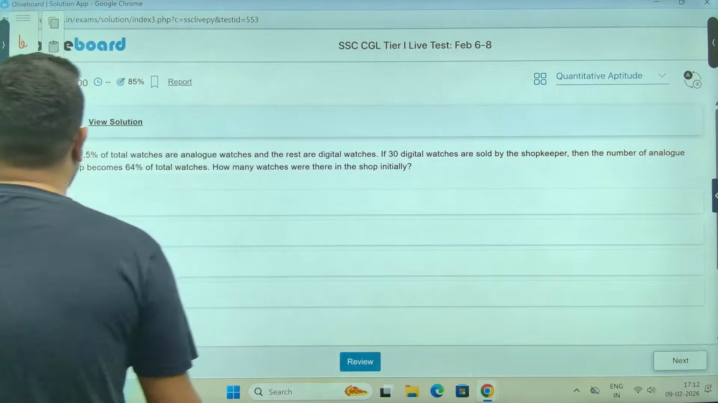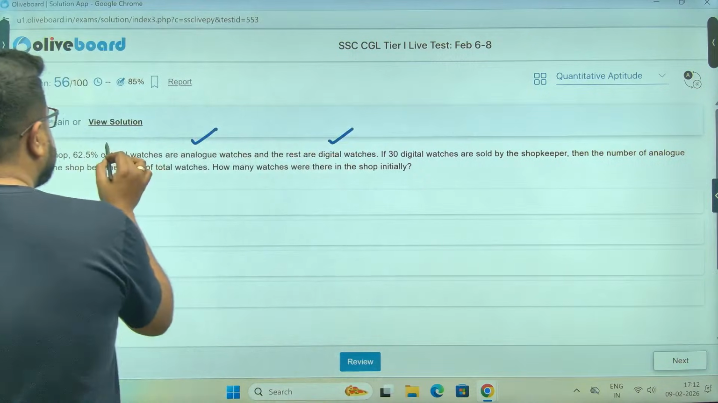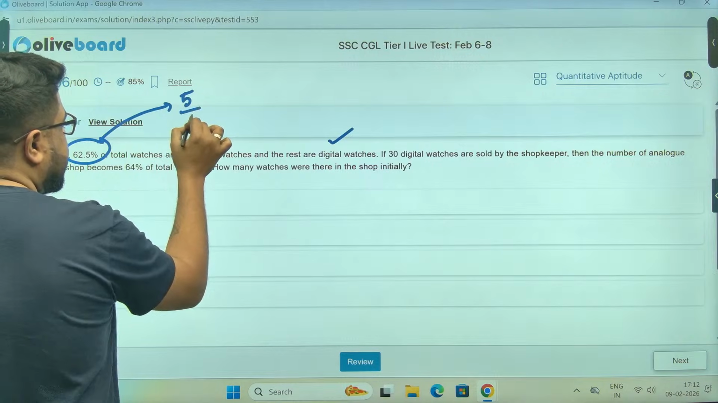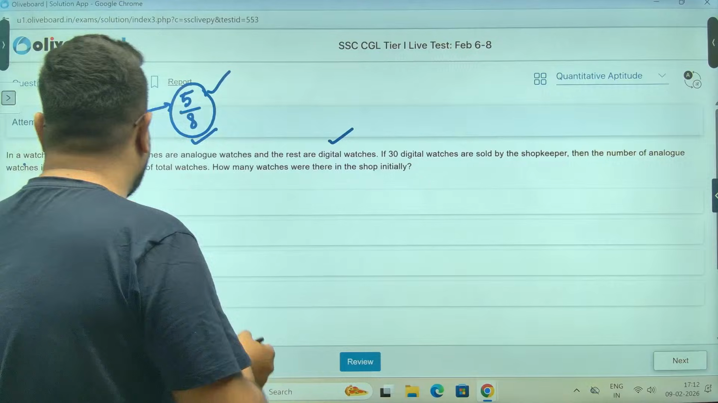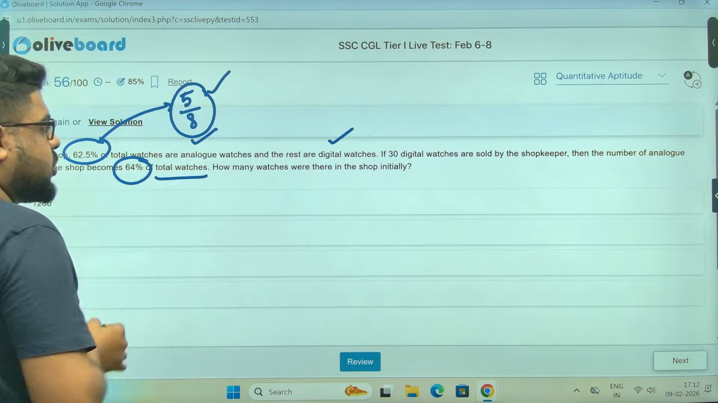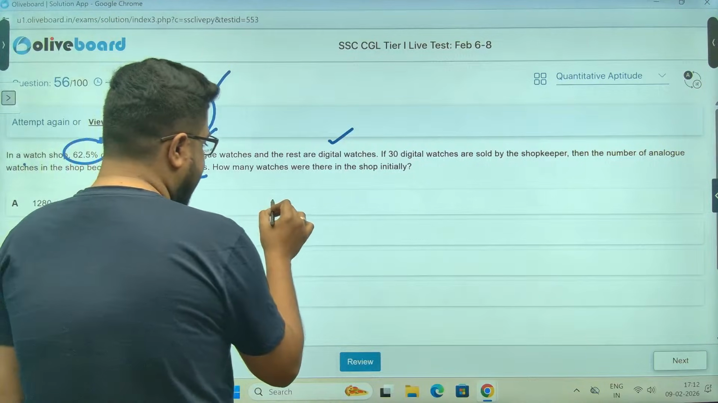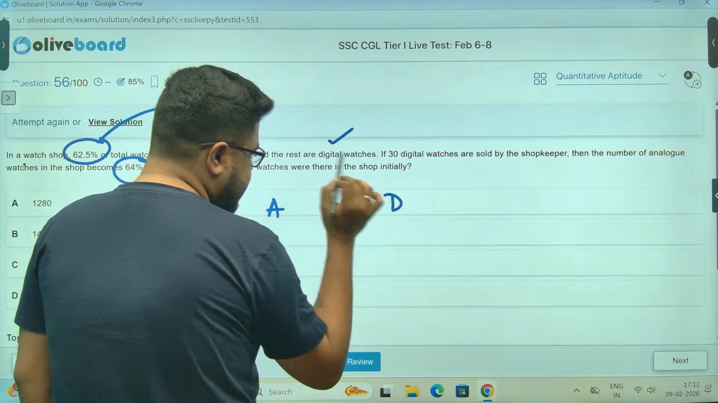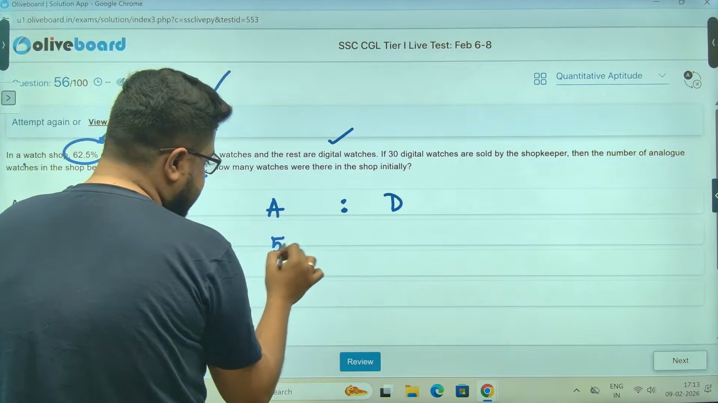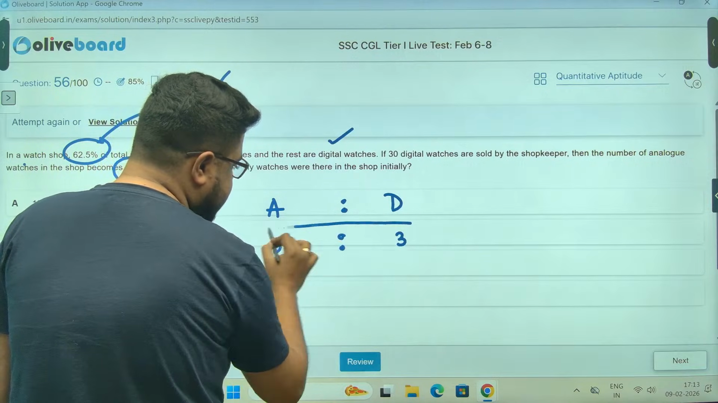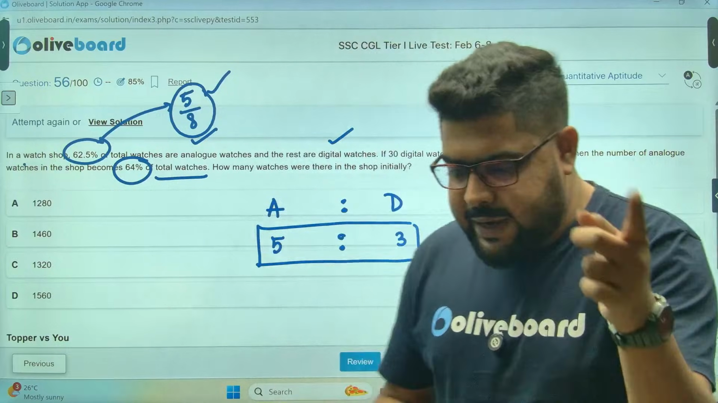Next one, sir. 62.5%. Acha. Analog watches, rest are digital. Sir, 62.5 stands for 5 by 8. 5 times 12.5 is 62.5. 30 are sold, number of analog watches become 64% of the total watches. How many? Sir, 5 by 8 means 5 watches are analog and 3 watches are digital, because out of every 8 watches, 5 watches are analog. So remaining 3 watches must be digital.